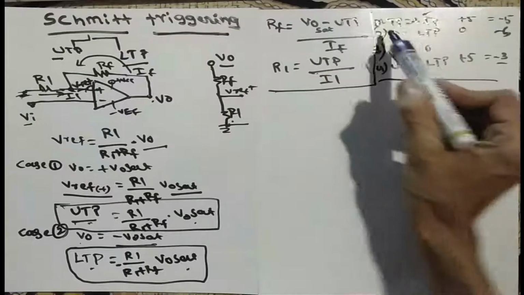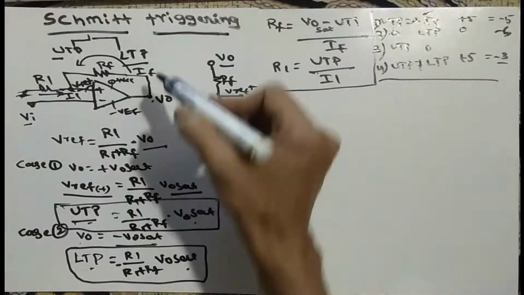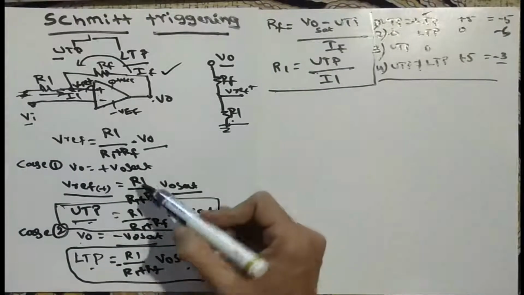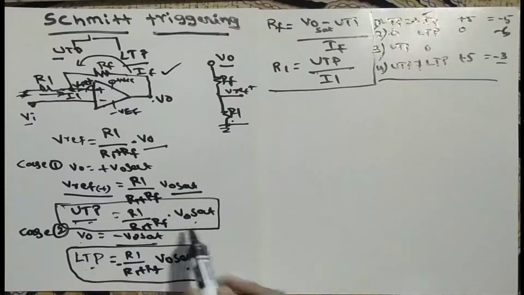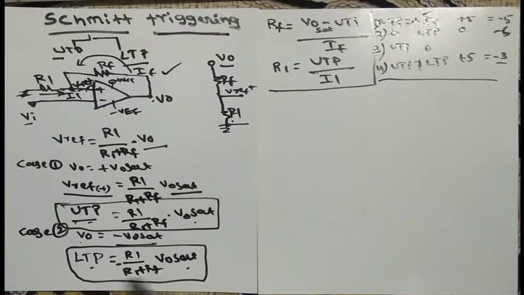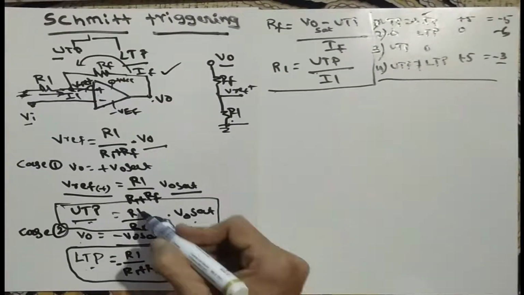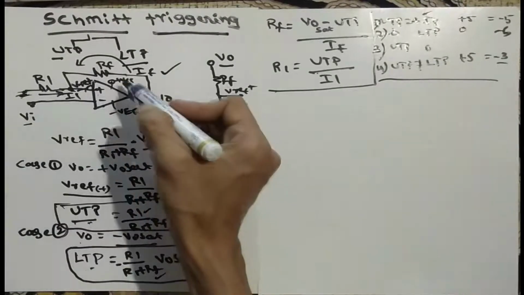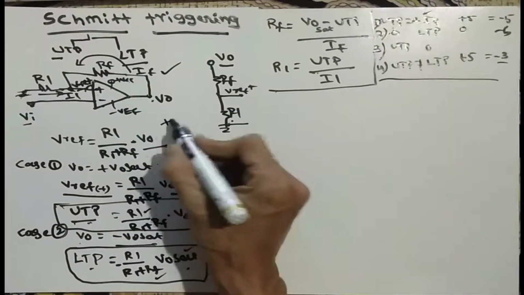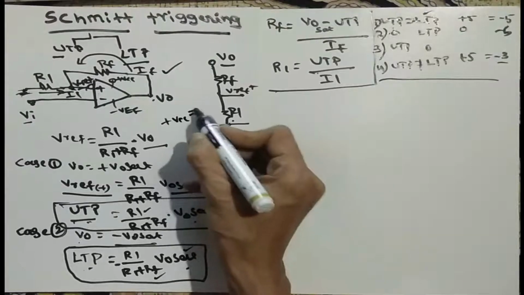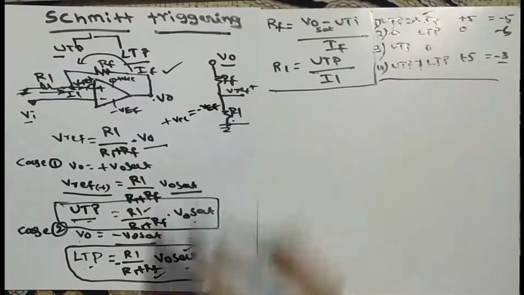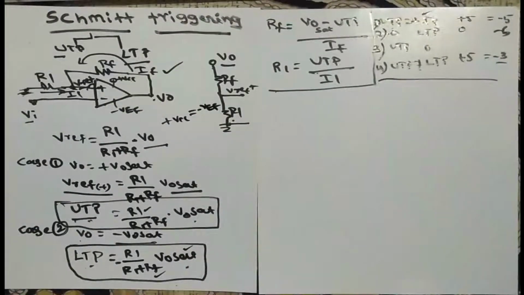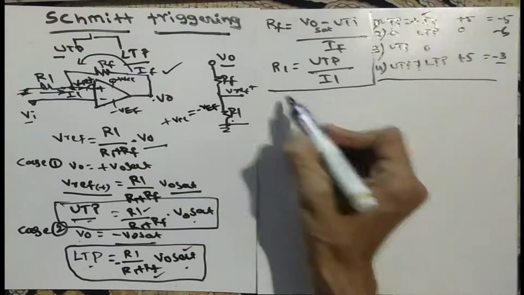The first type, UTP equal to LTP, is nothing but this circuit that we have discussed. Here the equation remains the same. UTP is plus V naught saturation, LTP is minus V naught saturation. All the portions are the same, R1 over R1 plus RF times V naught saturation, because we are giving the same plus VCC and minus VEE here. So usually we get the same answer in this case. So this is the first case we have discussed, where UTP and LTP are both equal.